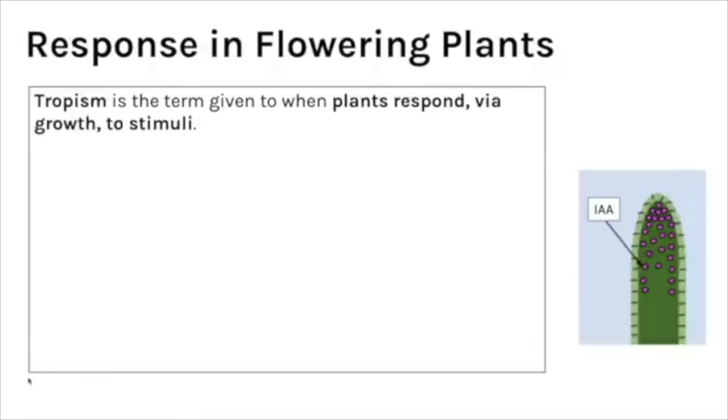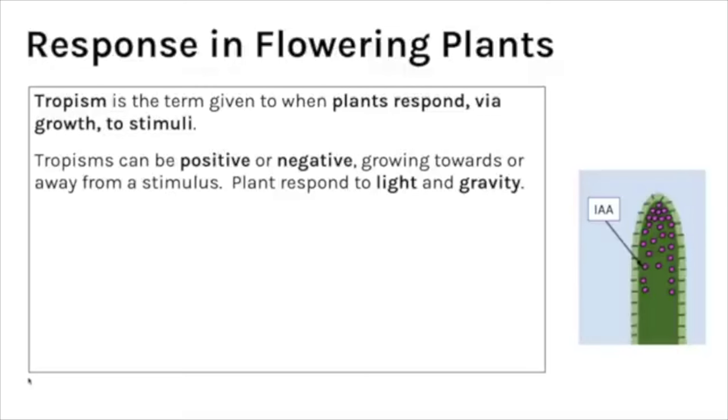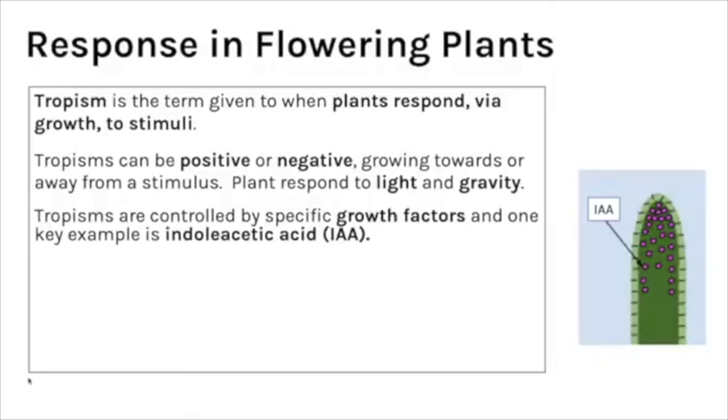So we begin with the responses in flowering plants. And tropism is the term given to when a plant responds to its surroundings via growth. Now, tropisms can be described as either positive or negative. Positive meaning the plant grows towards the stimulus, negative meaning it grows away. And the two stimuli that you need to know are light and gravity.